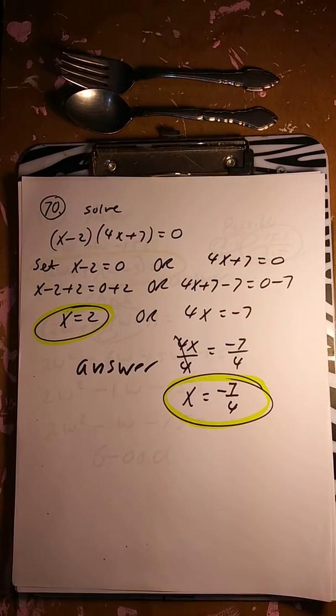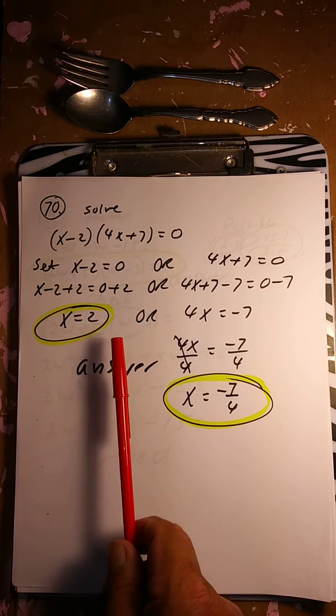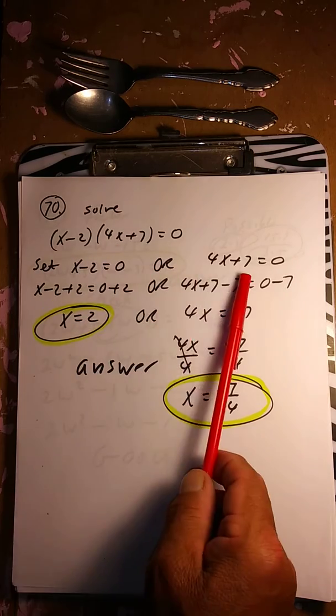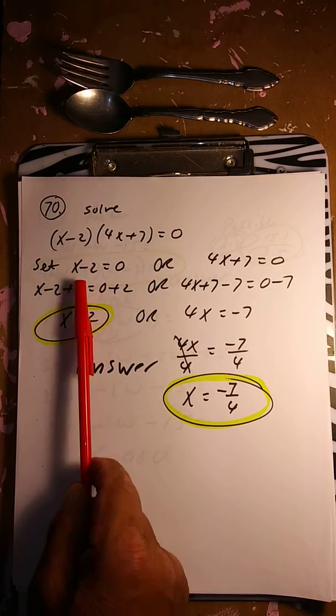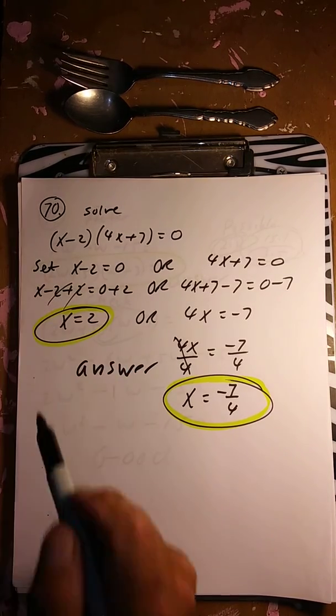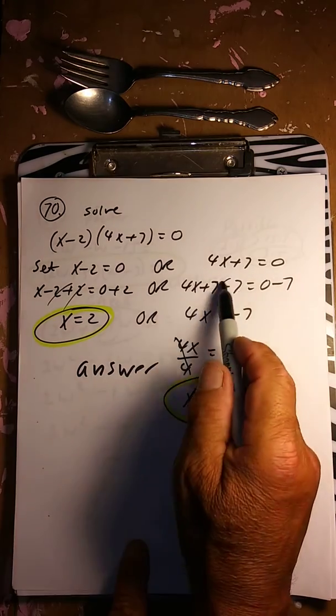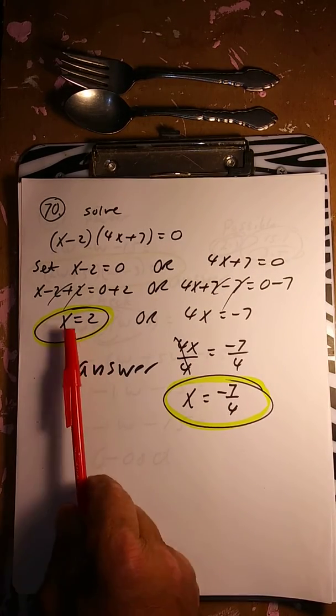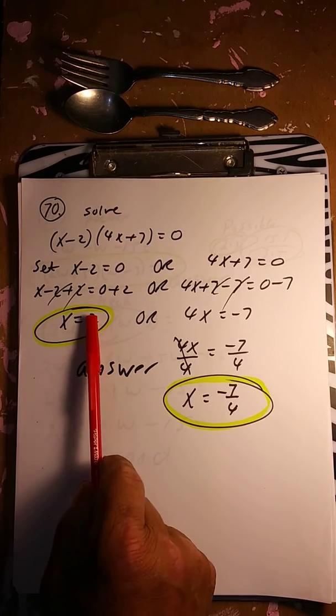Alright, next one. Solve. Well, x minus 2 times 4x plus 7 equals 0. First one equals 0, or the second one equals 0, because 0 times 0 is 0. So x minus 2, add 2 to both sides. Notice these cancel, and these are going to cancel too. But what you notice is you have x equals 2.